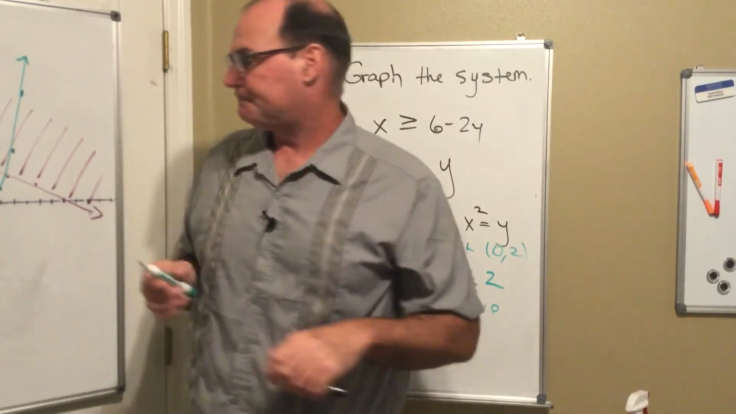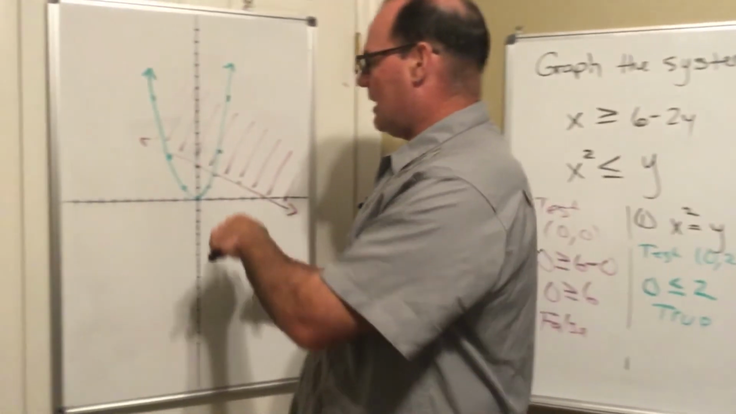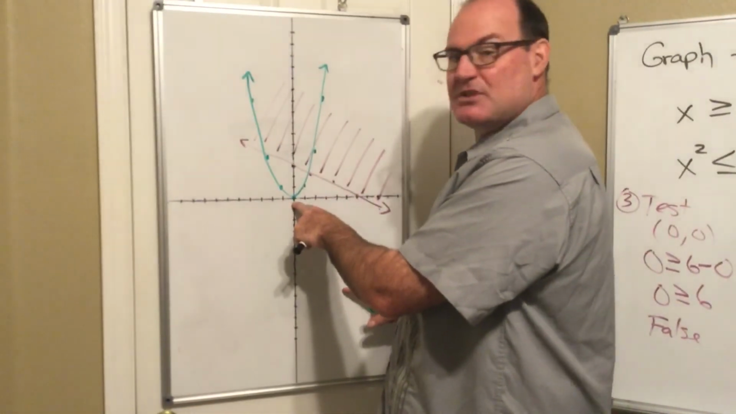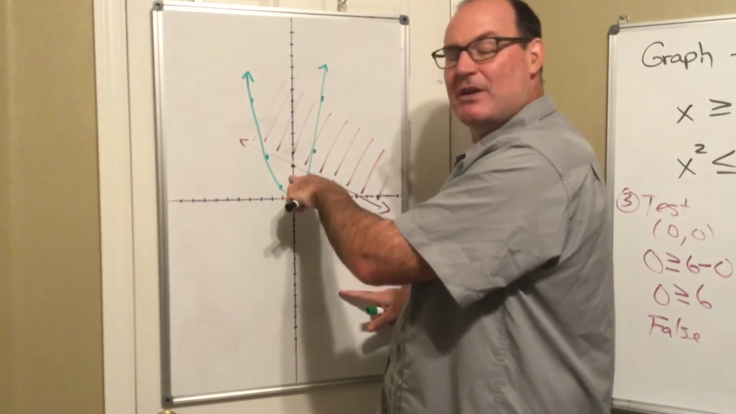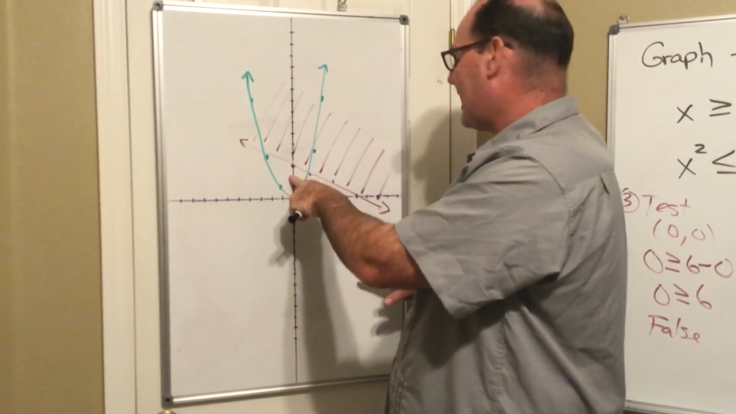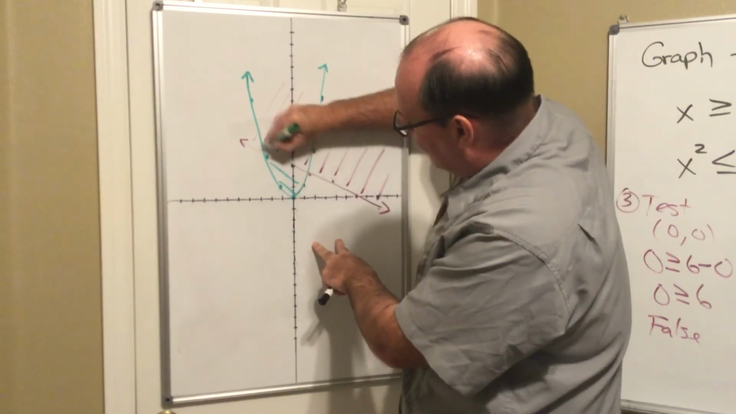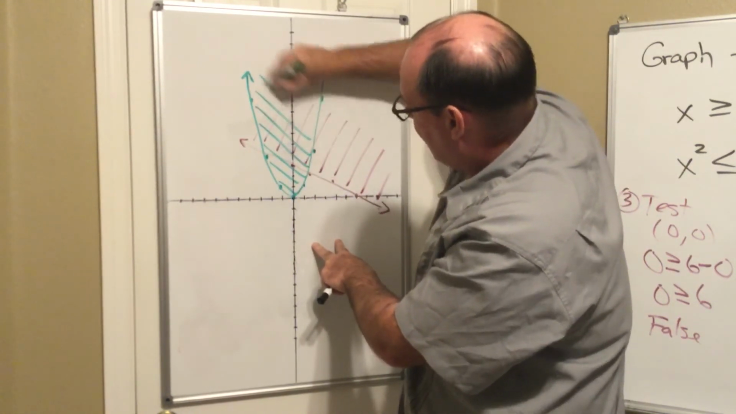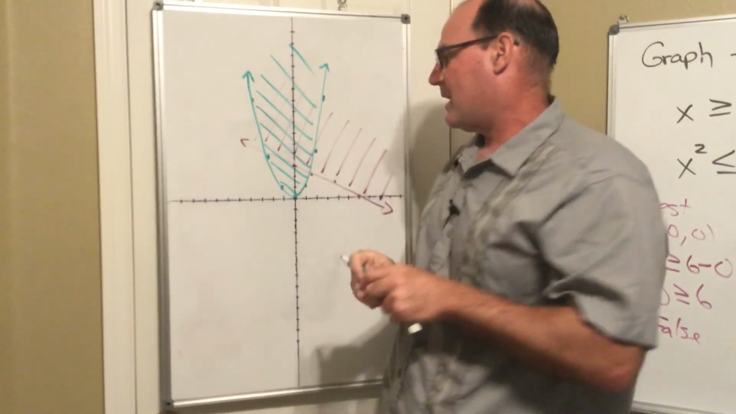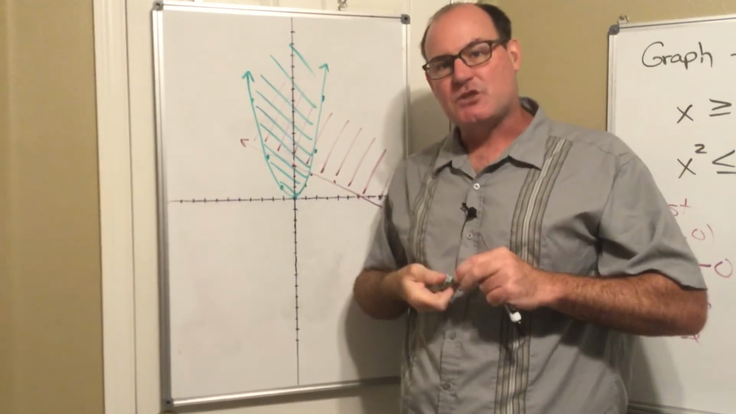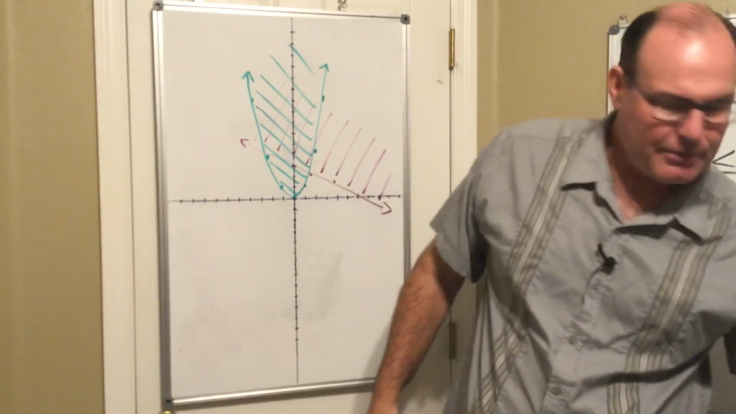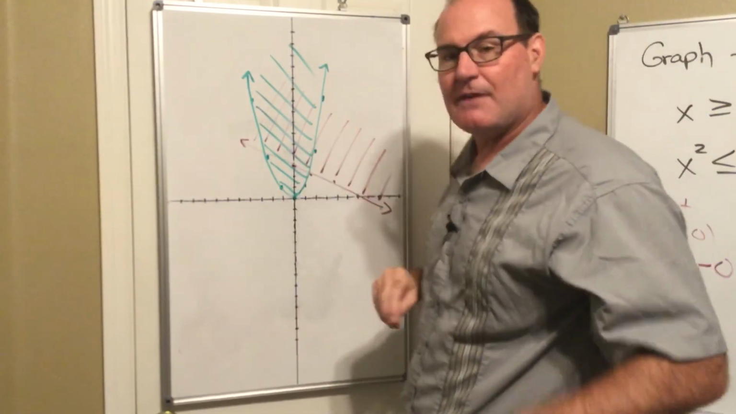So I come over here. We're almost done. Notice the graph went through 0, 0, so I picked the test point 0, 2. And I got a true statement. So that means I am going to shade inside the parabola. So then the question remains, what's the solution? Okay, so we've graphed both. We've got the purple graph, we've got the green graph.